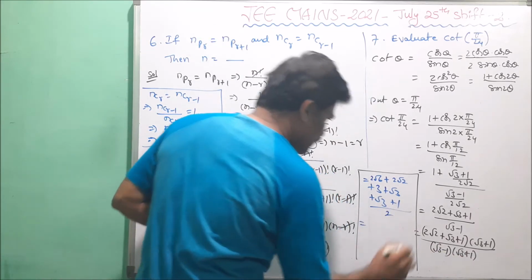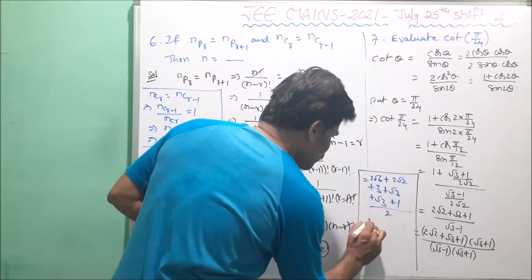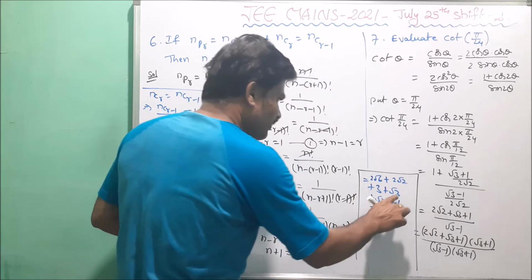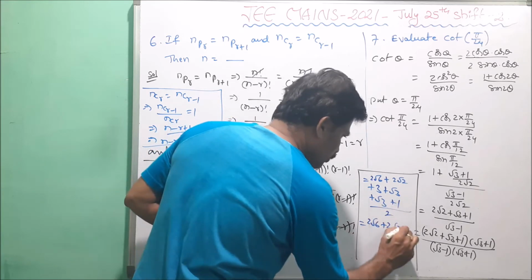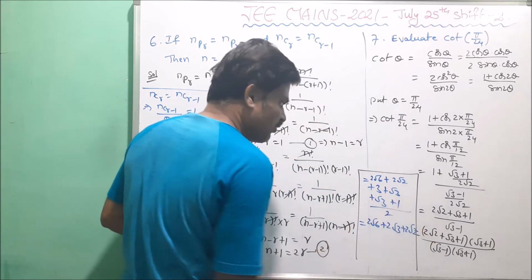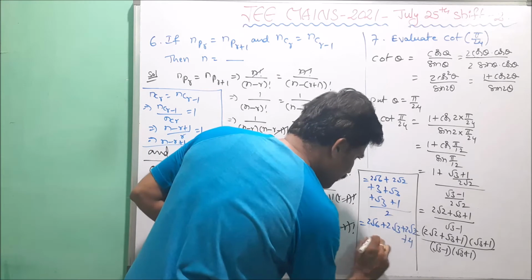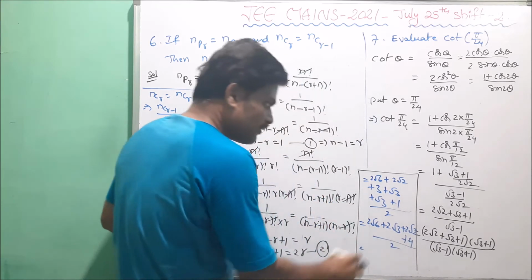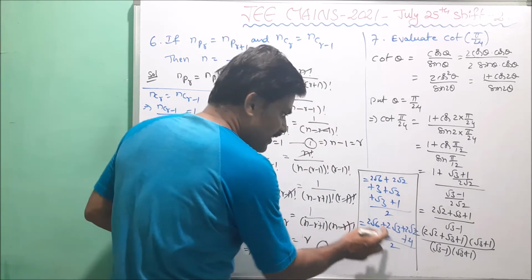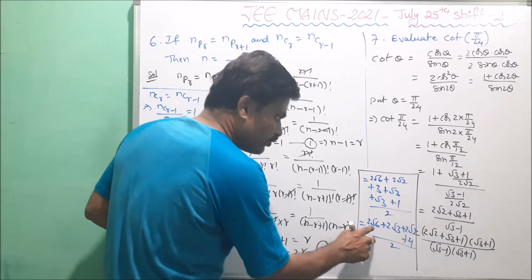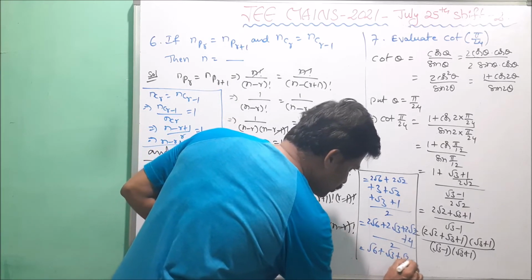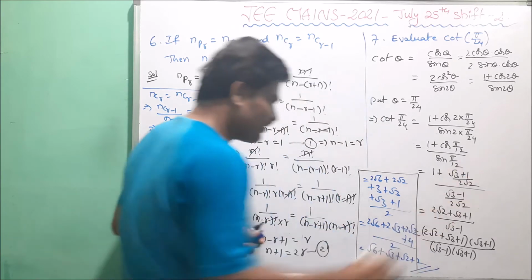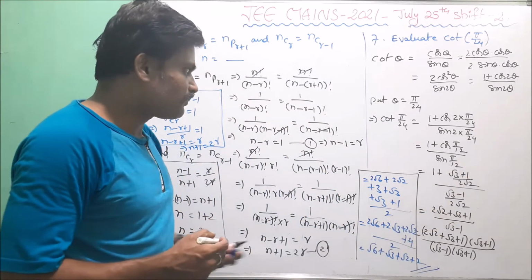That is 2. Here we write 2 root 6. This is root 3 plus root 3, 2 root 3. This is 2 root 2. 3 plus 1, 4, by 2. And we take common 2 and divide with 2. Cancel 2. The value is root 6 plus root 3 plus root 2 plus 2. So this is our final value.